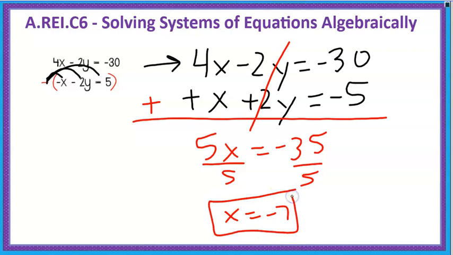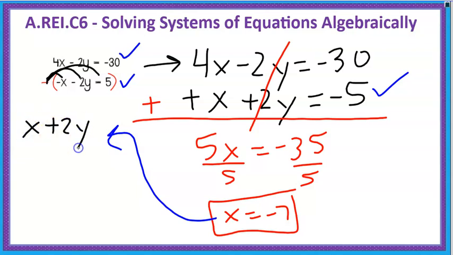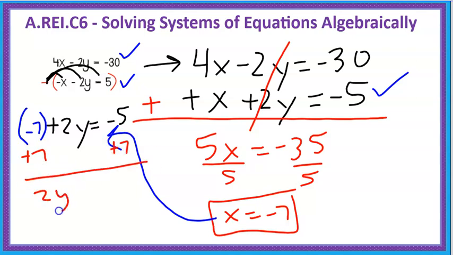There's my solution. And now I just need to substitute it back in to any of these sentences, the first, the second, or even the new one that I made up, the third one. I think the third one would be nice. The third one's nice because it doesn't have as many negative signs in it. So don't forget you have to erase and replace. I'm going to add 7 to both sides. And there's my 2 answers.